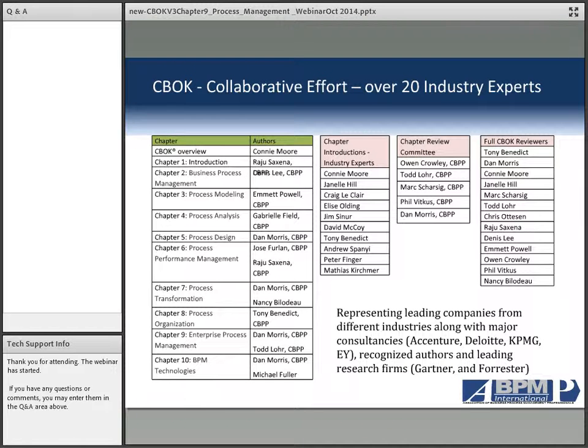For those that have joined past webinars in this series on the CBOK, you'll recognize this chart. For those of you who are new, what this is meant to show you is the efforts that led to the production of version 3 of the ABPMP Common Body of Knowledge. There were over 20 people involved in it, and we went through great lengths to make sure that everything that's in the CBOK was checked. And so it ultimately became more than just the opinion of the authors. It became a collaborative effort and a collaborative opinion.